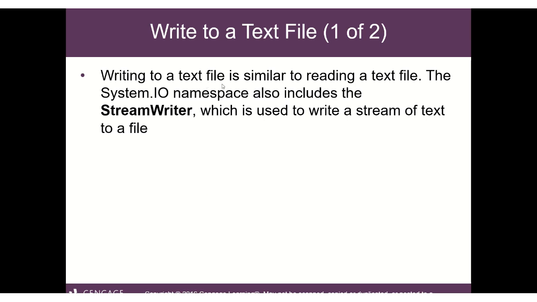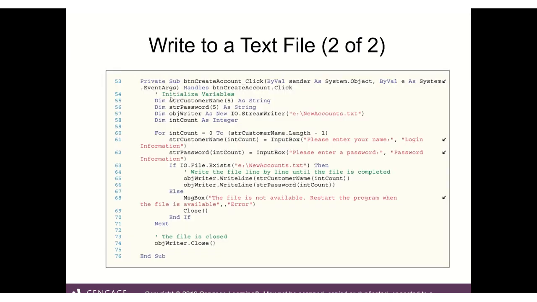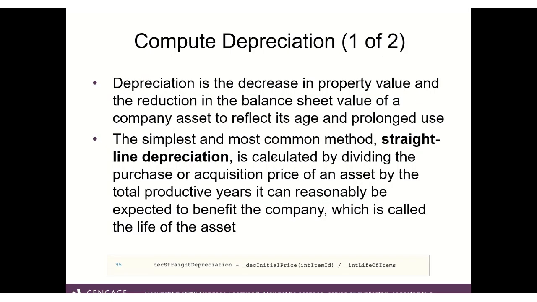And then writing to a text file is similar to reading. The system IO namespace also includes the stream writer. Before we used stream reader, now we are going to use stream writer. So here is an example. You create the object writer as stream writer, and this is your new file. Then you do whatever it needs to get the new data, and if the file exists, you do writer.writeline. So you are writing one line at a time. You put the customer name, you do the password, and that way it moves forward.